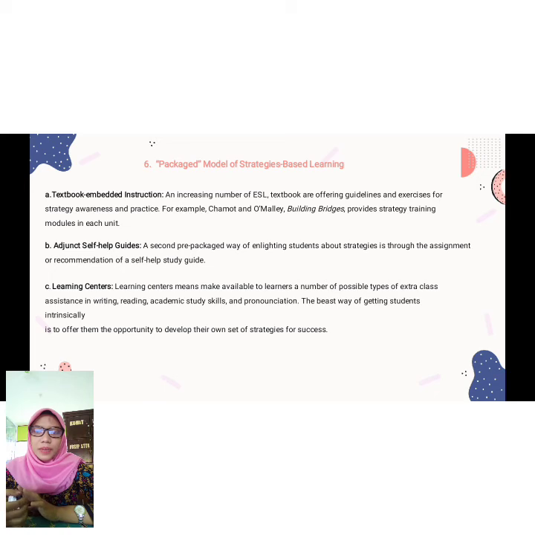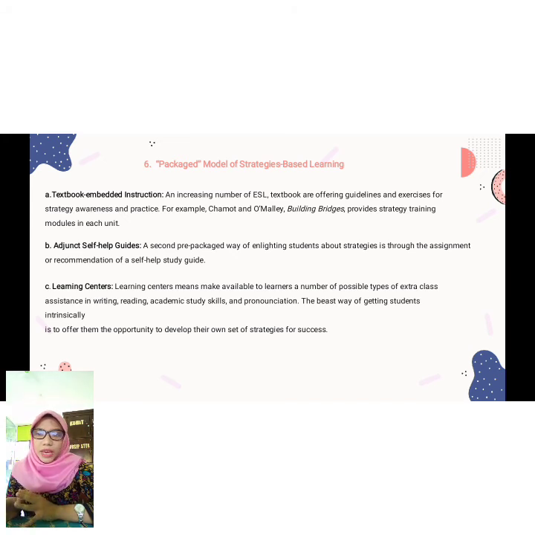Okay, the last is prepackaged models of strategy-based learning. The first is textbook-embedded instruction. An increasing number of ESL textbooks are offering guidelines and exercises for strategy awareness and practice for students. And the next is adjunct self-help guides. A second prepackaged way of enlightening students about strategies is through the assignment or recommendation of a self-help study guide. And the last is learning centers.